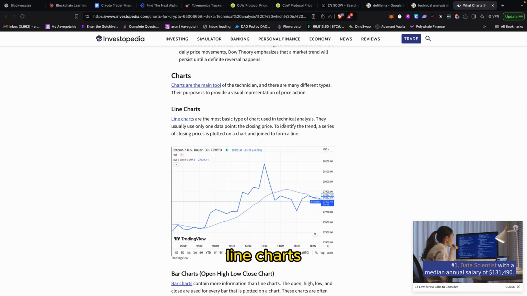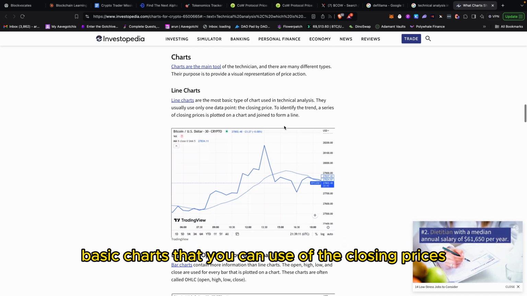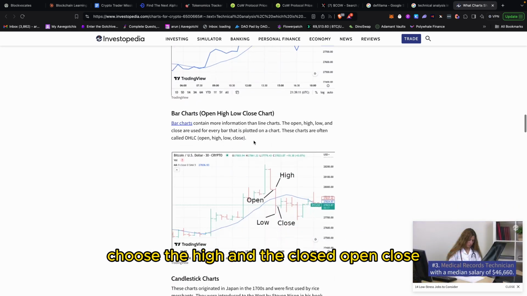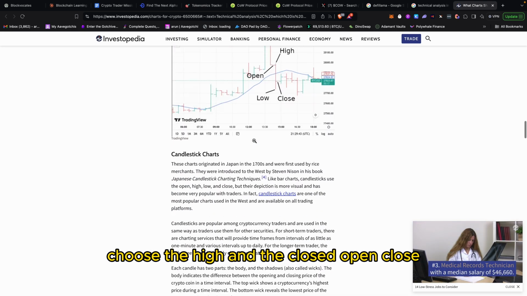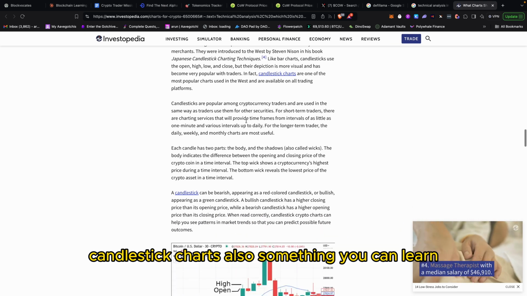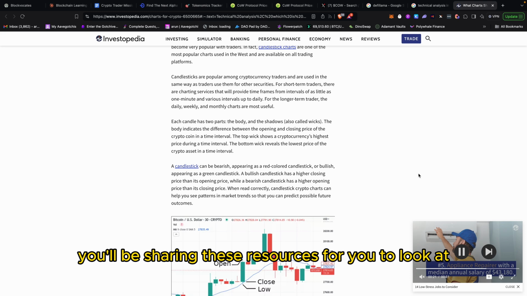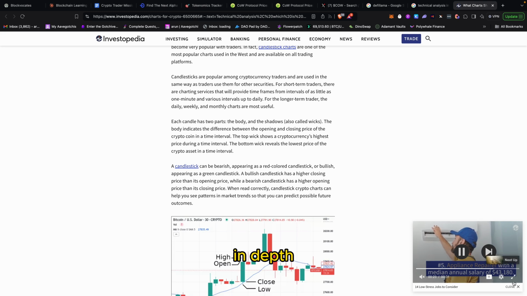Line charts, basic charts that you can use. What the closing price is, identify trends. You can use bar charts, which show the high and the close, the low and close. Candlestick charts, also something you can learn. We'll be sharing these resources for you to look at in depth.